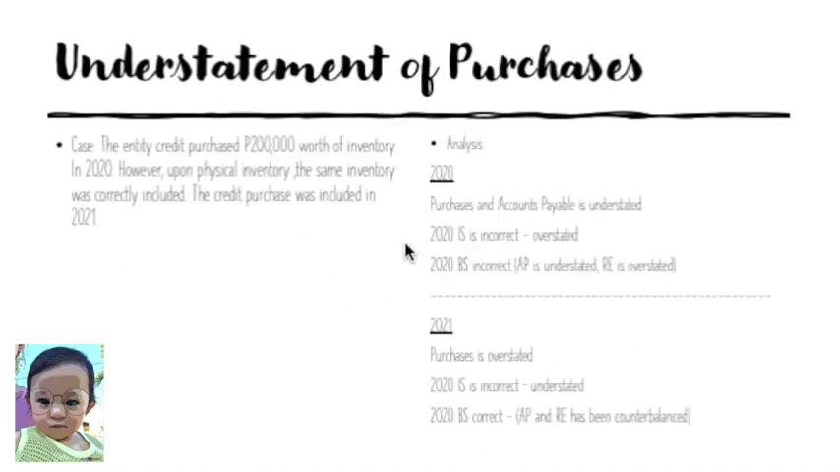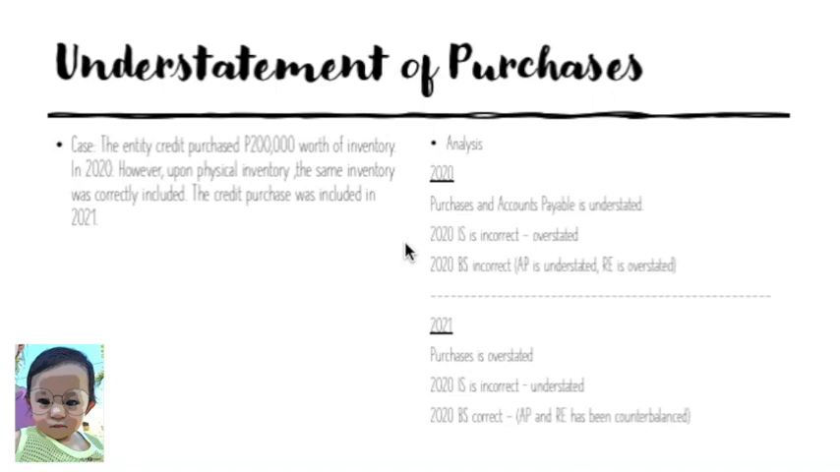Now, understatement of purchases. The entity purchased 200,000 worth of inventory on credit. It was correctly included in the physical count at the end of the year. However, the purchases was only recorded in 2021. So instead of recording it in 2020, it was mistakenly recorded in 2021. However, as per inventory, it was correctly included in the physical count. So inventory is correctly stated. The only error committed is the purchases.